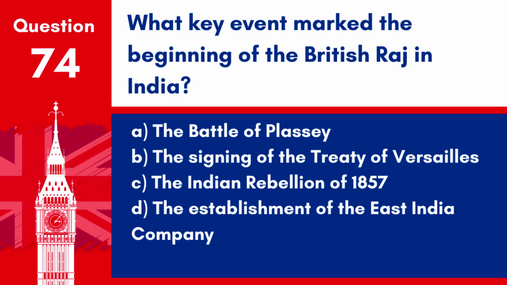Answer: C. The Indian Rebellion of 1857. The key event that marked the beginning of the British Raj was the Indian Rebellion of 1857, after which the governance of India was transferred from the East India Company to the British Crown.